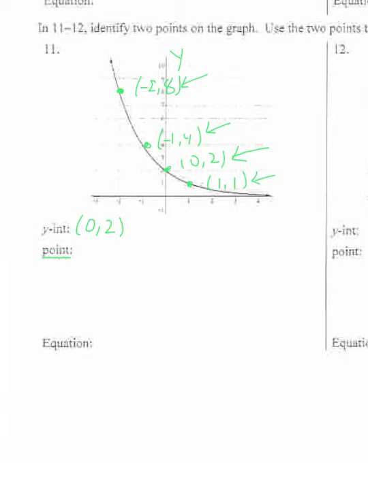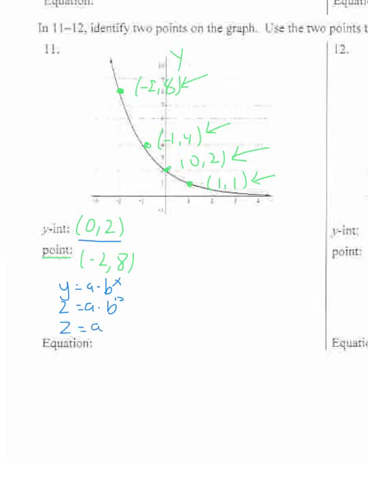So we could choose any point. I know you guys may choose 1, 1, but let's try something a little more difficult. Let's try negative 2, 8. And we'll just do the same steps. So y equals a times b to the x. We're going to use 0, 2 first. So we have 2 equals a times b to the 0. Again, b to the 0 is 1, so we have 2 equals a.